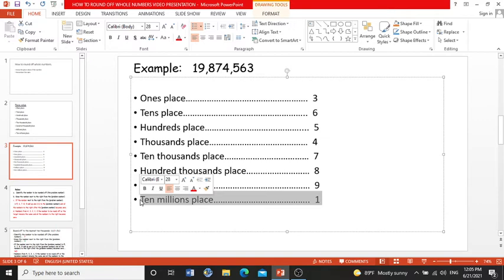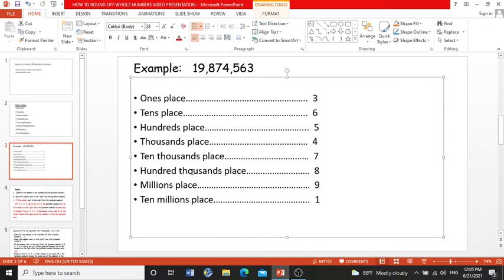That would be a certain digit of a certain number that will be rounded off. So that's why I want you to try to remember the place value of this.